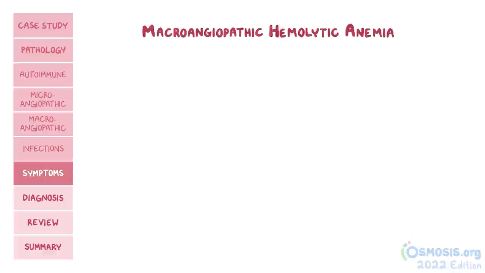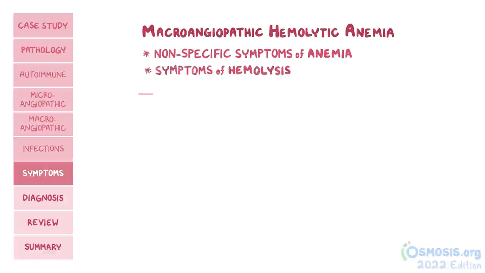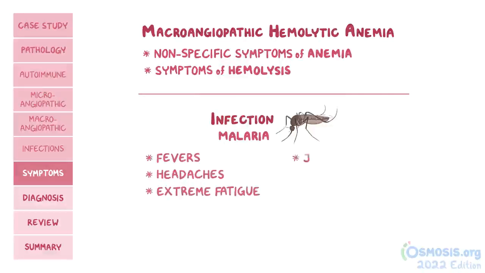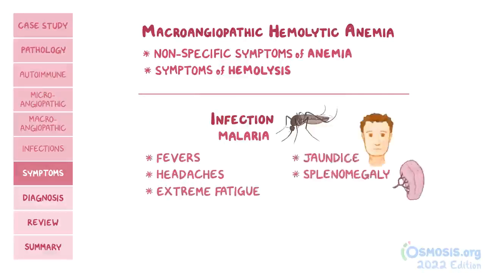Macroangiopathic hemolytic anemia presents with the nonspecific symptoms of anemia and symptoms of hemolysis. Now, if there's hemolysis during an infection, like in malaria, symptoms might include fevers, headaches, extreme fatigue, and symptoms of hemolysis, like jaundice and splenomegaly.